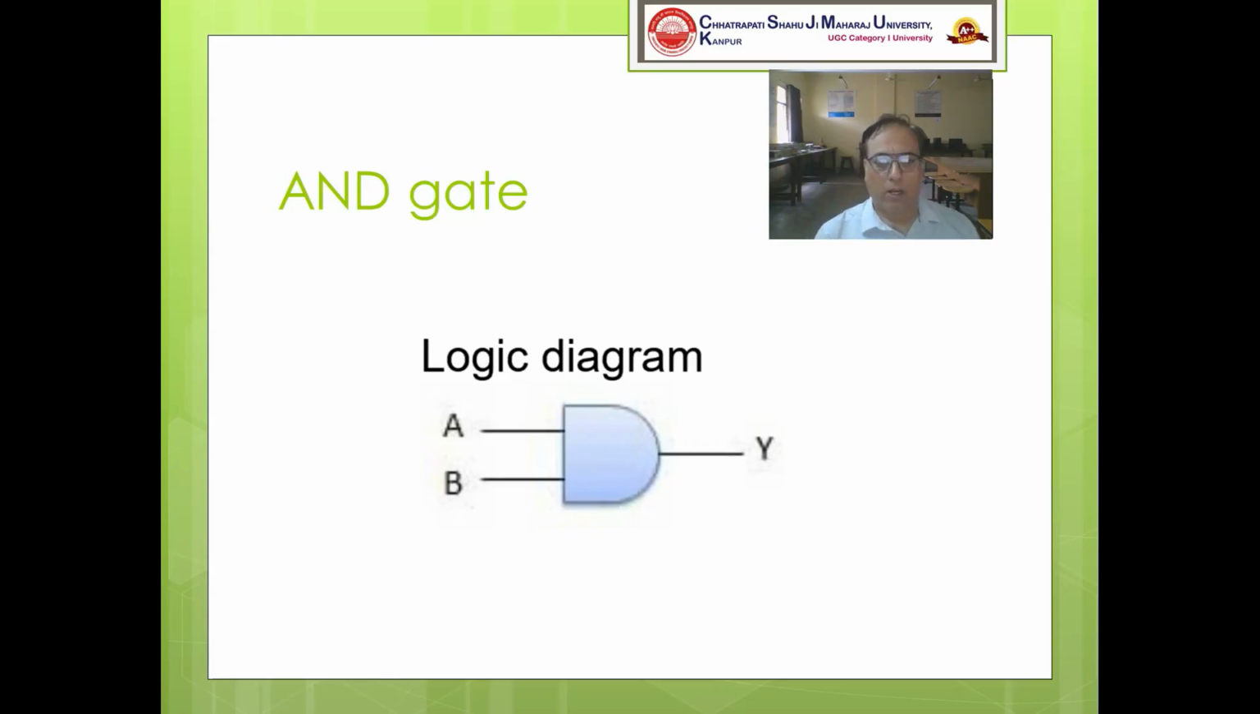The logic symbol or logic diagram for the AND gate is given by this symbol that's shown in the figure. We have two inputs A and B and one output Y, and there is a symbol like D which represents the AND gate.